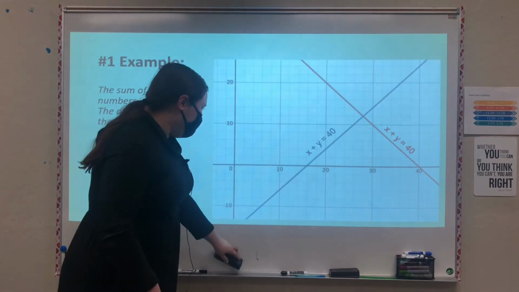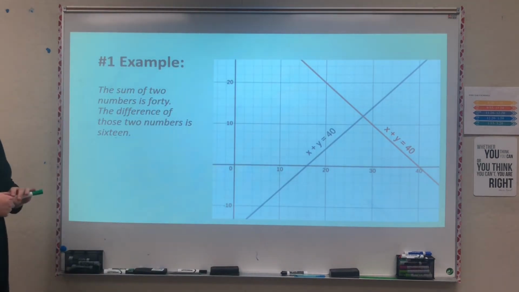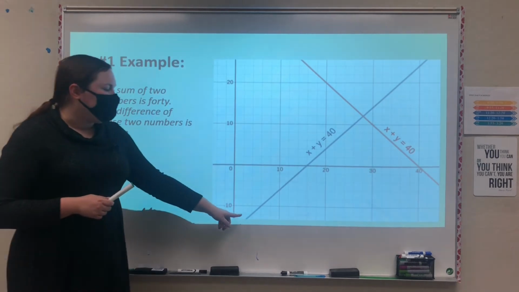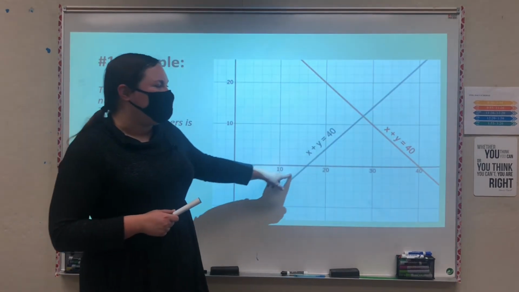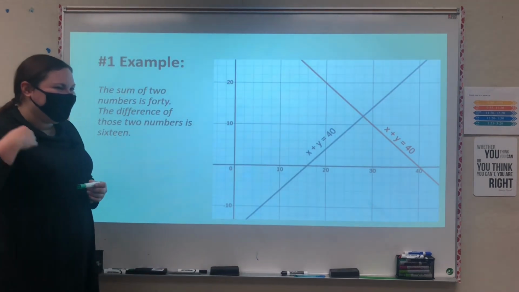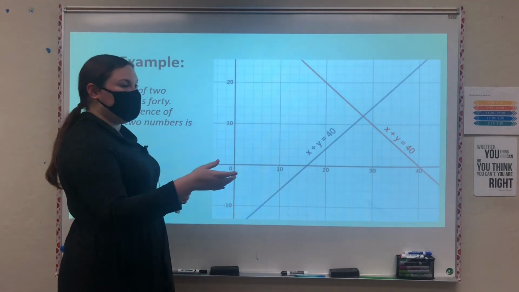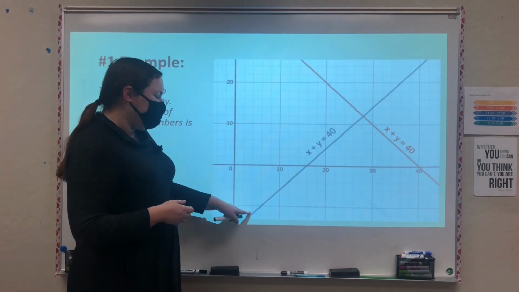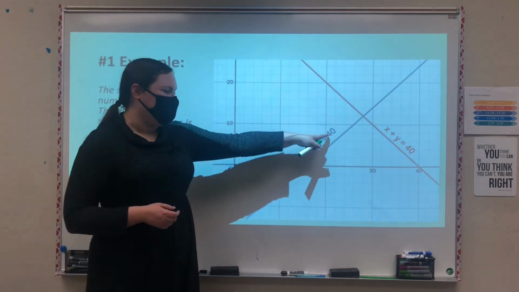Let's start with this blue line here. I've labeled it for us. That blue line is that first equation you wrote. For it to be a point on this line, what do all of these points on the line represent? What the numbers can be to equal 40. Yeah. If it's a point on this line, these are all the different combinations of numbers that give us 40.